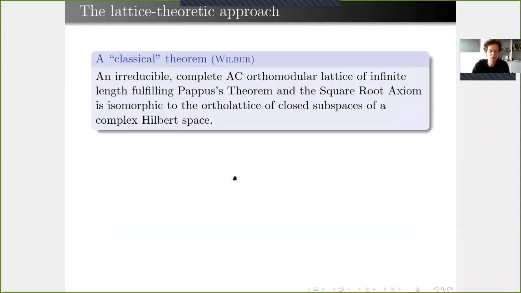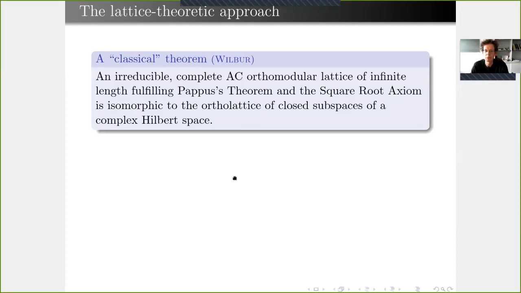And I would like to cite one of the classical results in this area, namely the great theorem of Hilbert, who characterized the complex Hilbert space by lattice theoretic means. So it looks as follows.